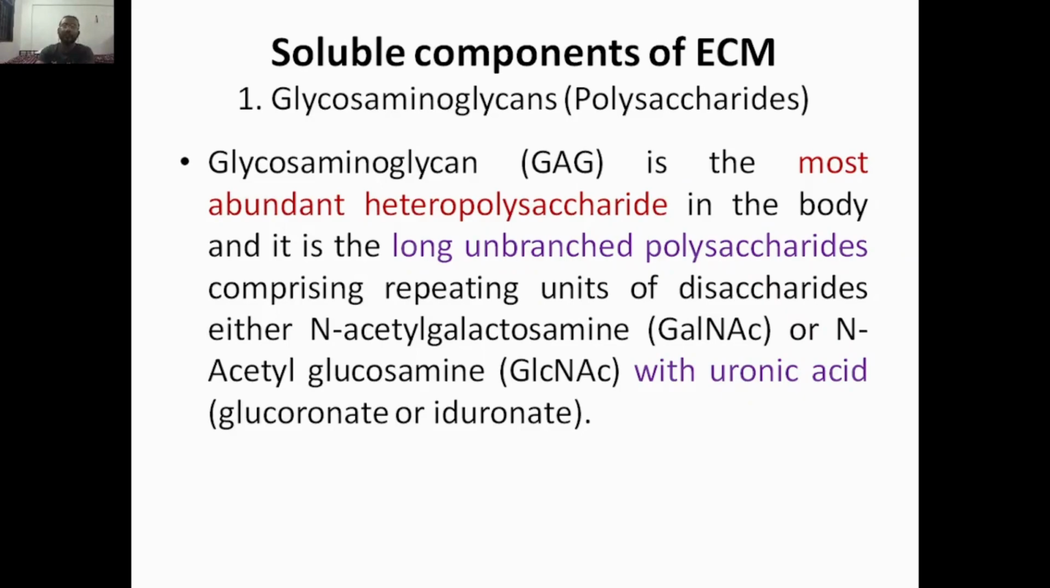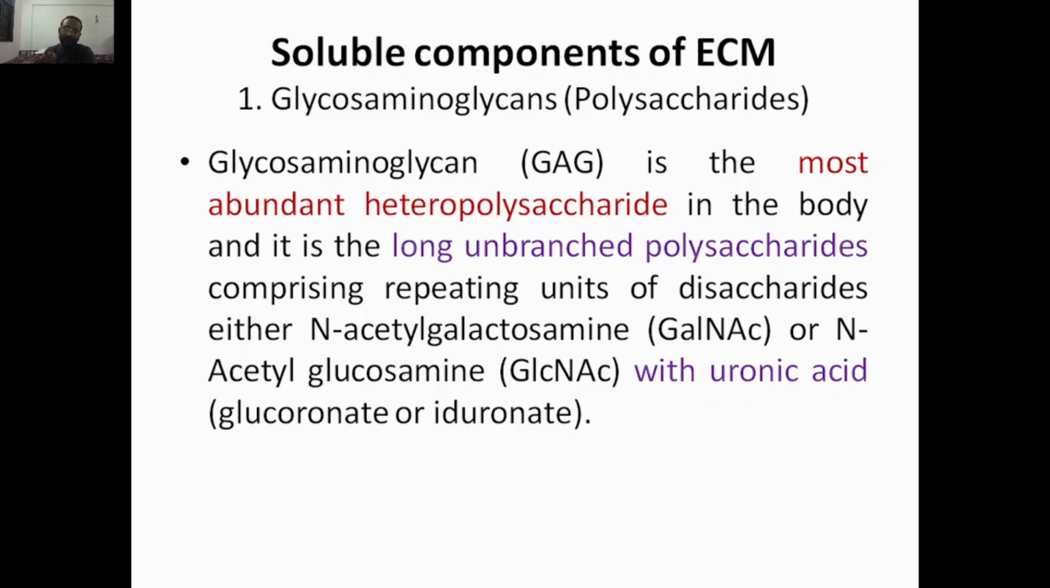Next, moving on to the soluble components of ECM. We usually have proteins and polysaccharides, which come under the soluble components of the ECM. The first one is GAG, that is glycosaminoglycans. We can also call them polysaccharides.